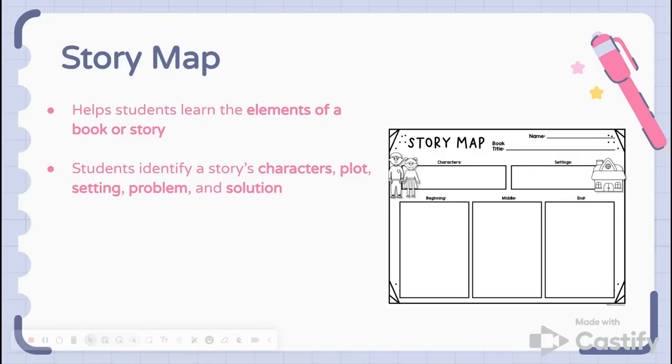Finally, we'll cover the Story Map Graphic Organizer. The Story Map Graphic Organizer helps students learn the elements of a book or story. Story Map Graphic Organizers help students identify a story's characters, plot, setting, problem, and solution. A simple story map graphic organizer might focus on the beginning, middle, and end, while sophisticated graphic organizers focus on complex elements like plot, character development, and theme.